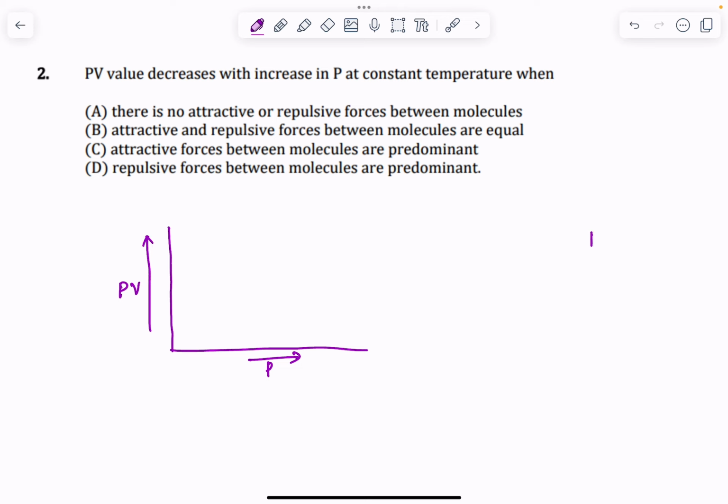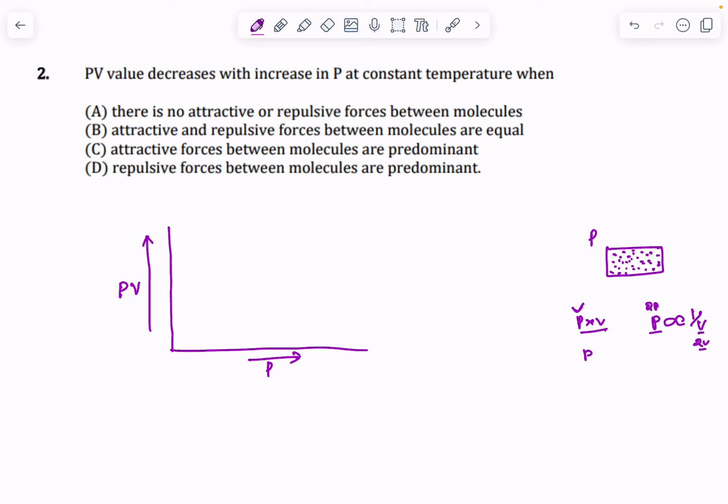Now we know that if you increase the pressure in a box, molecules come very near to each other. If I am going to the right-hand side, I am increasing the pressure. Apart from the pressure, we know that according to Boyle's law, pressure is inversely proportional to volume. If you increase the pressure 2 times, volume will decrease 2 times.